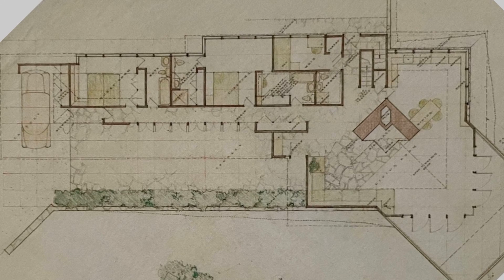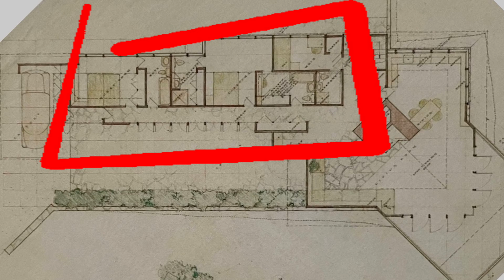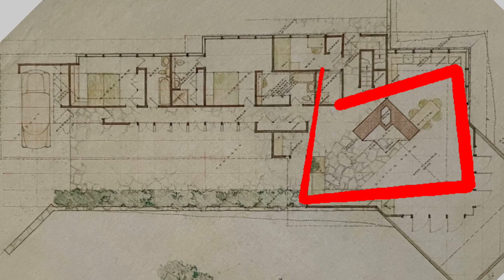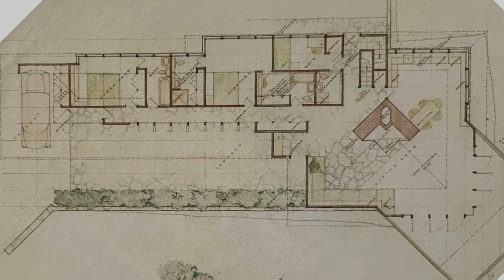When we look at the first project, the layout was much more rigid. The interior spaces were clearly separated by walls, with the bedrooms being more isolated from the rest of the house. The common areas, like the living room and dining room, were distinctly divided, which, while functional, didn't have the fluidity we often associate with Wright's later Usonian homes.